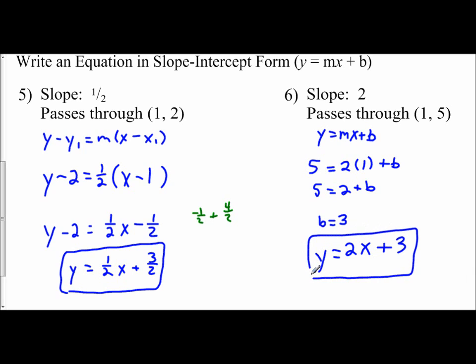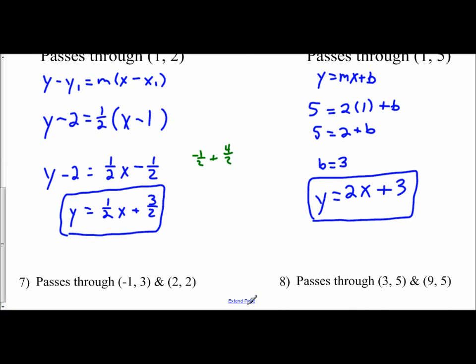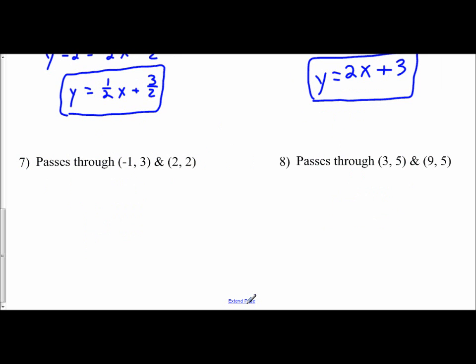If I wanted, I could use point slope form in this problem as well, or I could use my solve for b approach in the previous problem as well. I just want to show you the two techniques; whichever one you feel comfortable with, you could use, just be familiar with both approaches. And so we're going to do the same idea for examples 7 and 8.